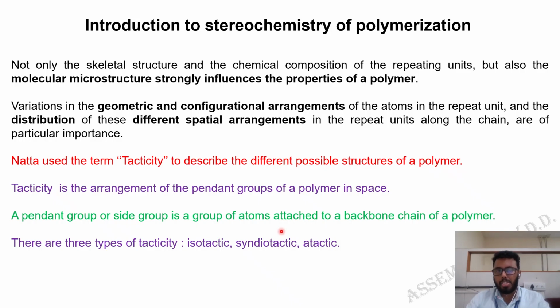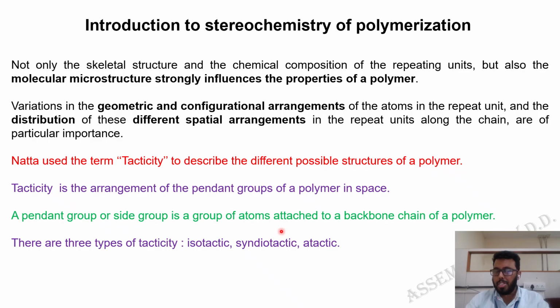Microstructure means the geometric and spatial arrangement of the functional groups, or the configurational arrangement of the atoms in the repeating unit. So you will have a repeating unit. In that repeating unit, you have certain atoms that will be repeating with a certain geometry or configurational arrangement. When it changes, obviously the property will change. So the distribution of these different spatial arrangements in the repeat units of the chain is of particular importance.